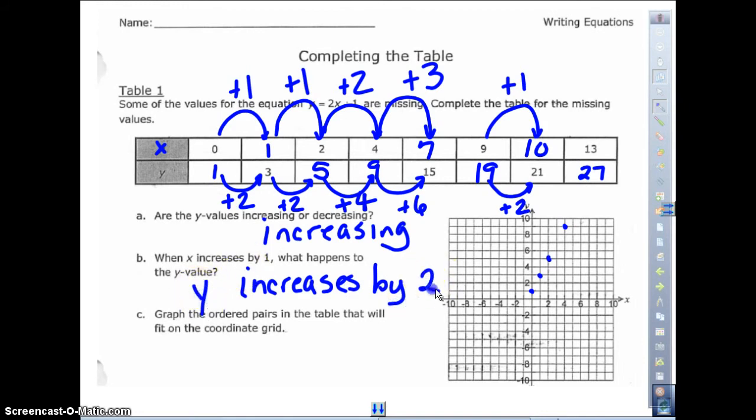Graph the ordered pairs in the table that will fit into the coordinate grid. And we've done that. There's one thing I want you guys to notice here. We've skipped some values, but isn't it easy enough to go back in and put in the ones that are missing? Like right here we went 0, 1, 2, 4. We skipped over 3.